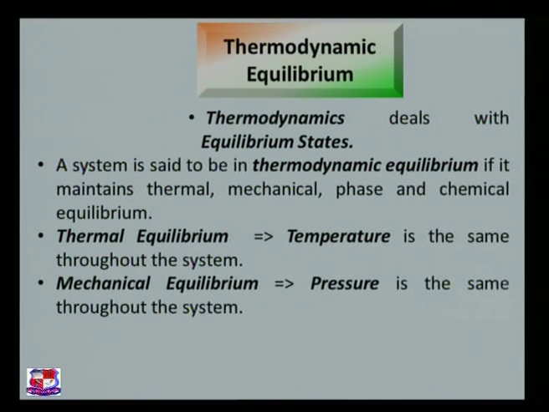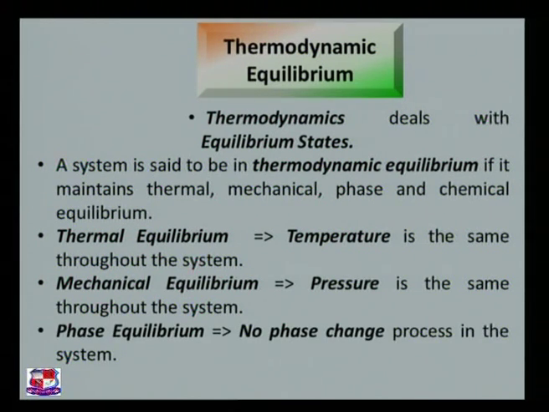Mechanical equilibrium means the pressure is the same throughout the system. No pressure variation is there throughout the system. Then the system is said to be in mechanical equilibrium. Phase equilibrium means no phase change process in the system, meaning a single phase exists throughout the system. No phase is changing from one phase to another. It may be liquid, solid or gas.